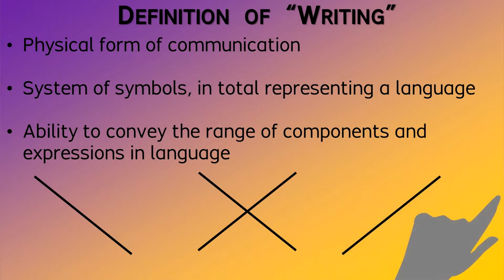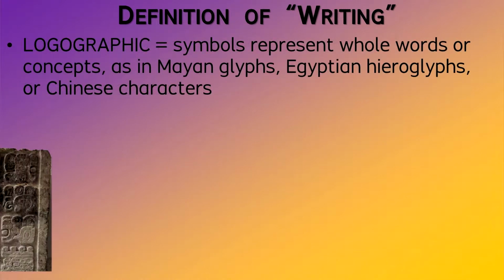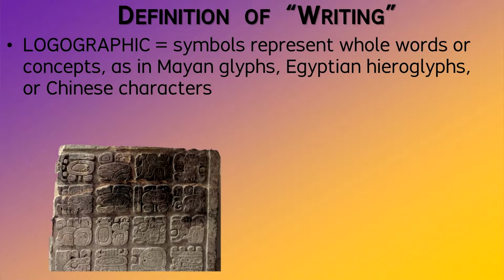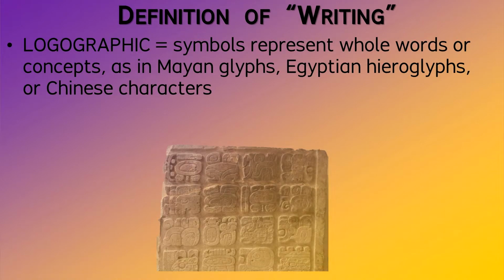One form of writing is known as logographic, wherein the symbols represent whole words or concepts. Many of the world's ancient writing systems began with roots in logographic systems, for instance as seen in Mayan glyphs, Egyptian hieroglyphs, and Chinese characters.